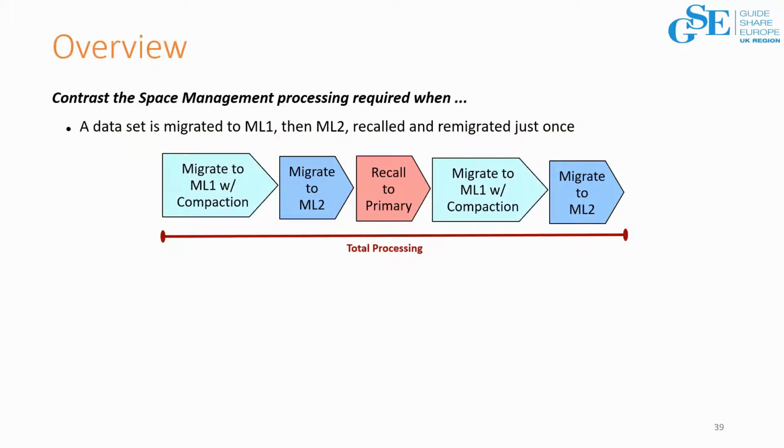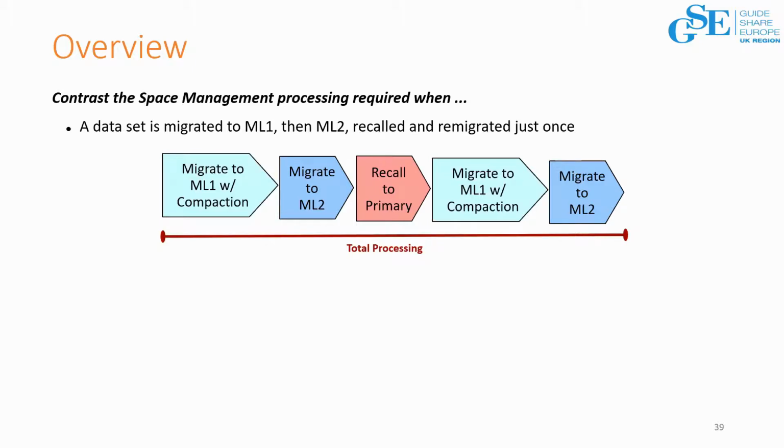So here we see another way to depict how class transitions minimizes CPU utilization. And up here at the top, we have an example of HSM processing without class transitions. First, when the data set's eligible for migration, HSM migrates it to ML1 with compaction. And then later, it's migrated to ML2. And then the data set needs to be recalled back to primary to be read or written to. And then later, it's eligible to migrate again to ML1 with compaction, and then finally migrated to ML2.